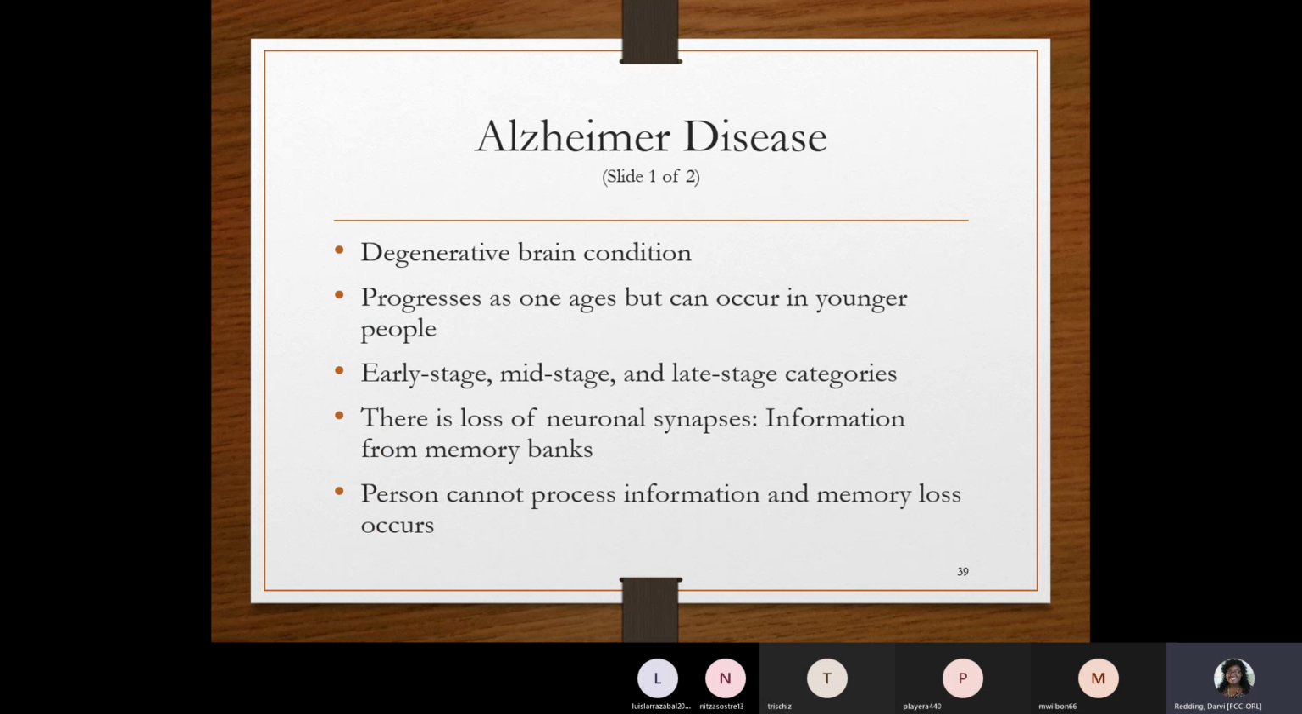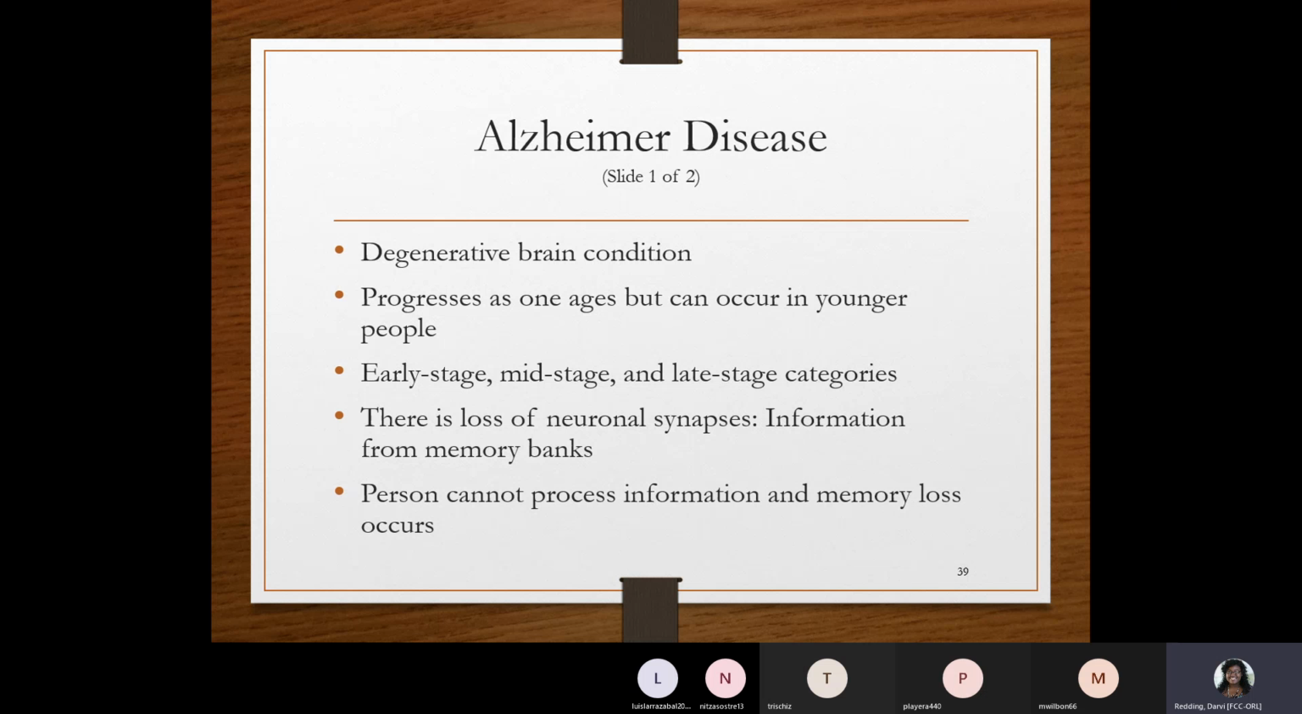So now that we've talked about epilepsy and understanding the different types of seizures that there are, we're next going to learn about Alzheimer's disease. Now, this particular disease is a degenerative brain condition, and it progresses as one ages, but it can also occur in younger people. With a person having Alzheimer's disease, there are different categories: early stage, mid stage, and late stage. With a person experiencing Alzheimer's disease, there is a loss of neuronal synapses. So basically, the information from the memory bank gets lost.